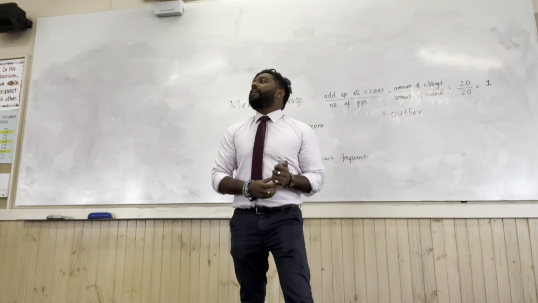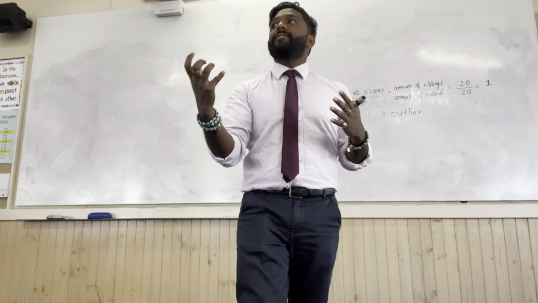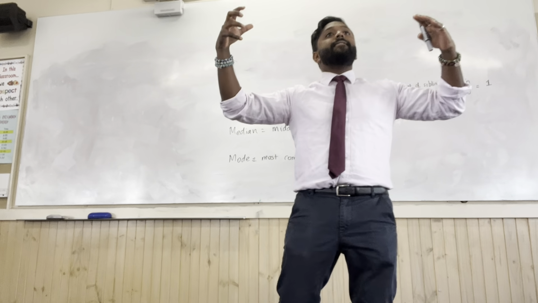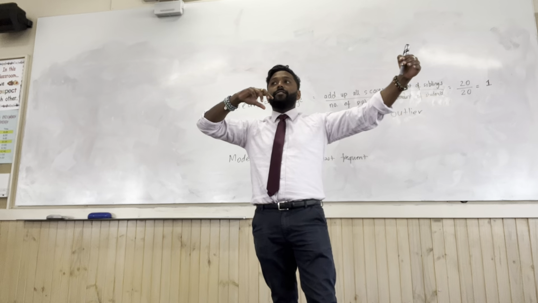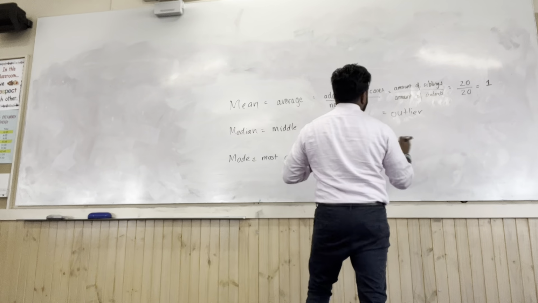So the outlier doesn't actually give you a true representation of your data. For example, one student had 6 and another student had 0. That can affect your mean. Let's try an example, right?